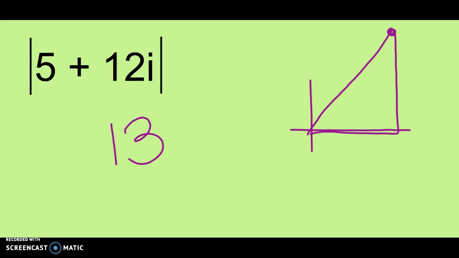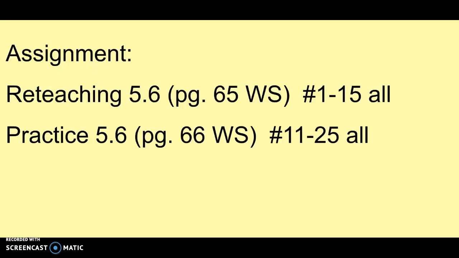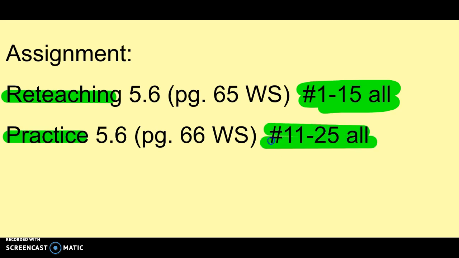All right, so here's what you're going to do for the day. You're going to get a worksheet from Mr. Job. And on page 65 of the worksheet, which is what I call the front side, that's the reteaching side, you're going to do number 1 through 15 all. It's pretty much the entire front side, okay? There's some examples for you, but you can just do 1 through 15. Then you're going to turn it over to the back side, which is the practice side. Okay, so on reteaching, you're doing that. Practice, you're going to turn it over, it's page 66. Those are your absolute value problems. So that's the new stuff. So you can work on that today.